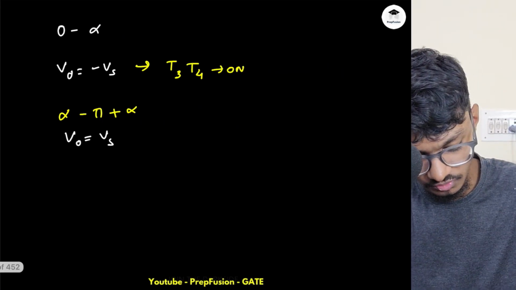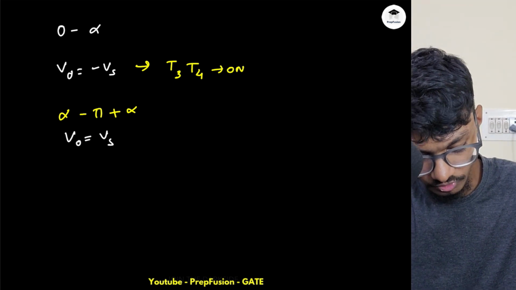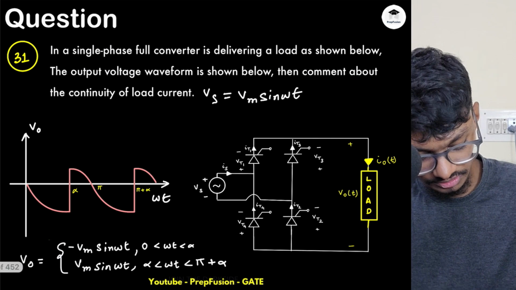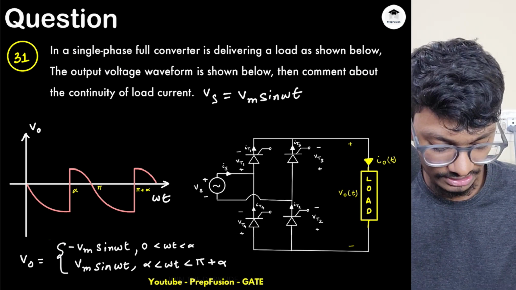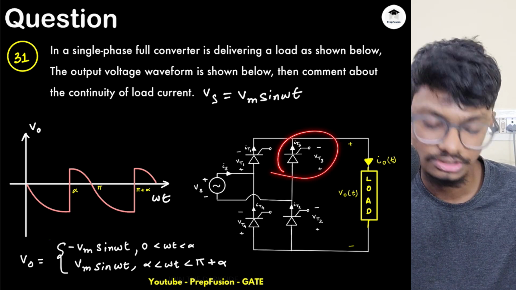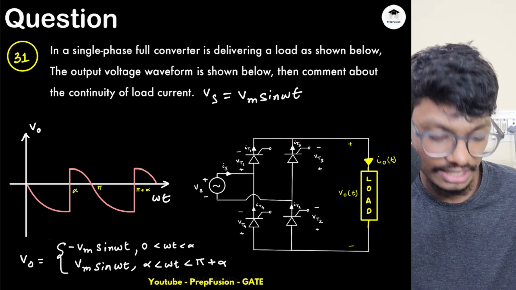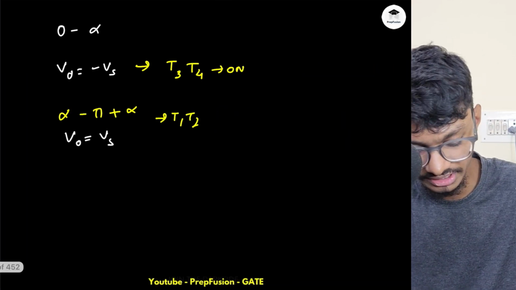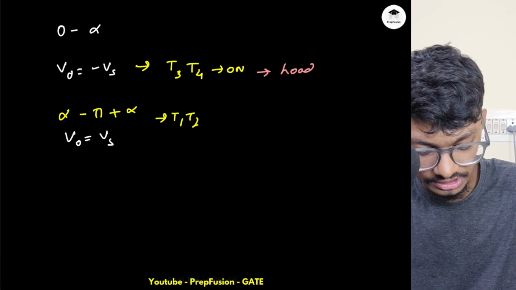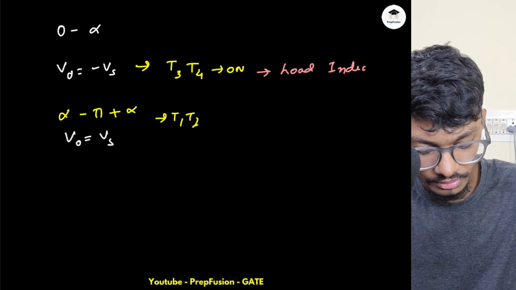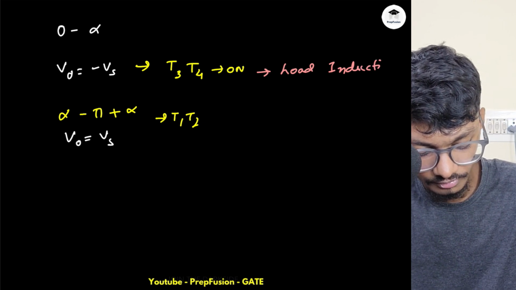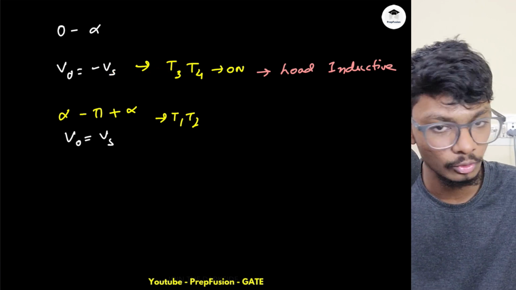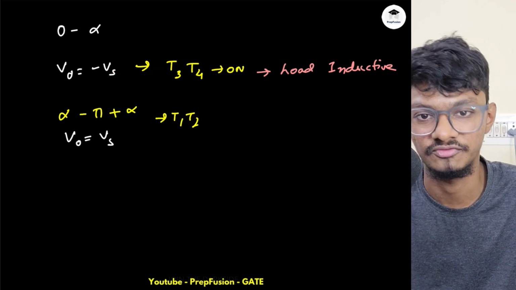This happens when my T1 and T2 are on. Generally, in the positive half cycle, T3 and T4 are in reverse blocking mode. This can only happen if T3 and T4 are on, and that can only happen when the load is inductive. From this I can conclude the load is inductive, else it can never be equal to minus Vs during the positive half cycle. But the load is inductive, that's why it is keeping T3 and T4 on.